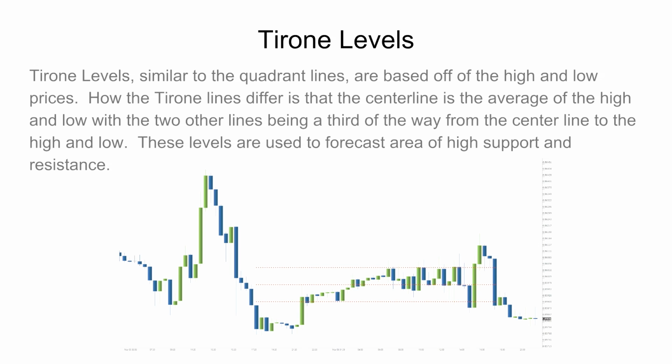Okay, now we have the Tyrone levels, and Tyrone levels are similar to quadrant lines, but how they differ is that the center line is the average of the high and the low, with the two other lines being a third of the way from the center line to the high and low. These levels are used to forecast area of high support and resistance.